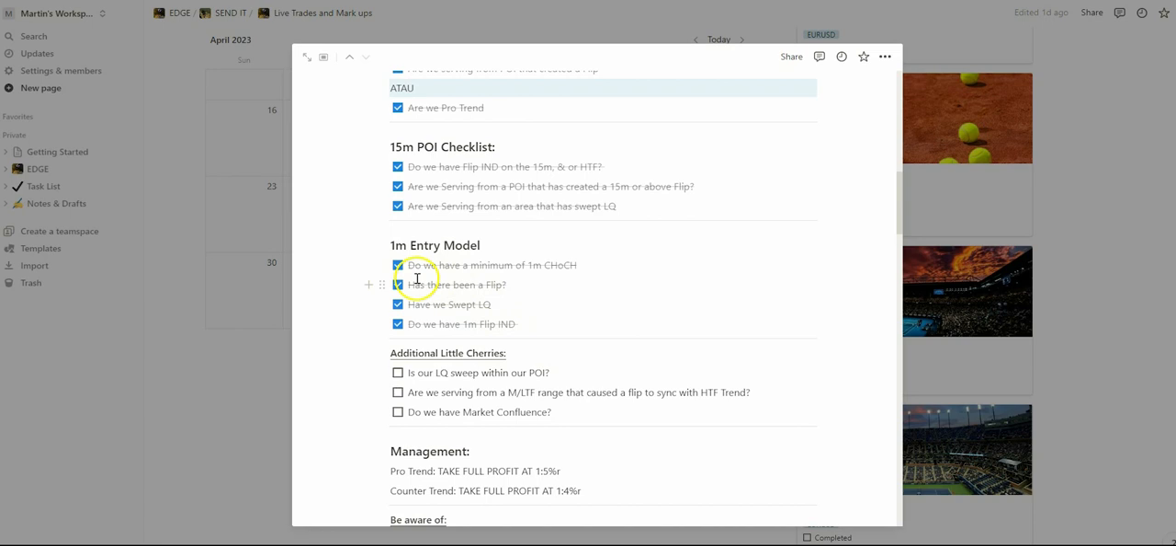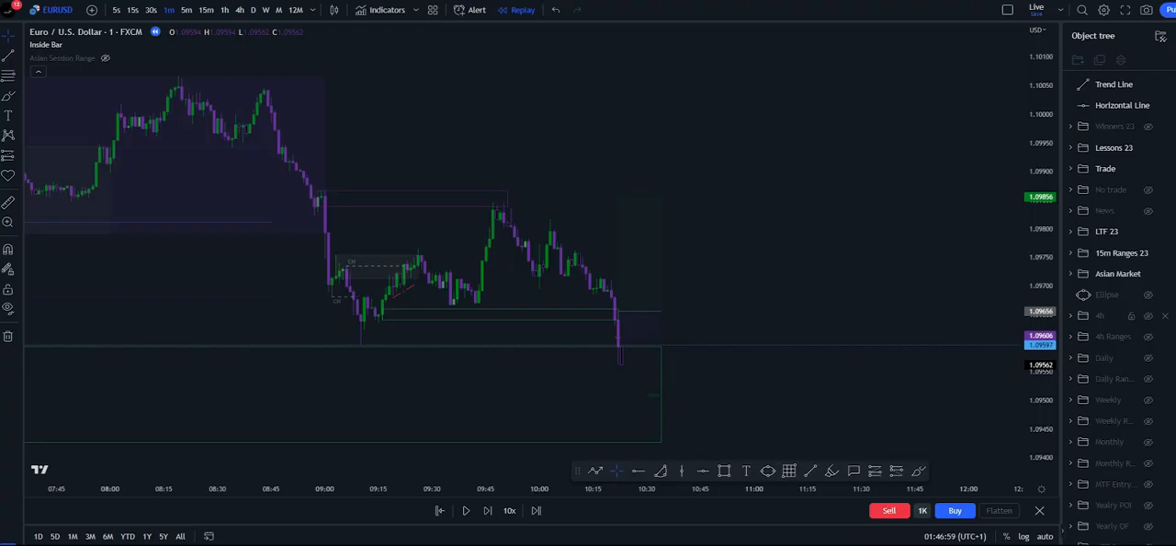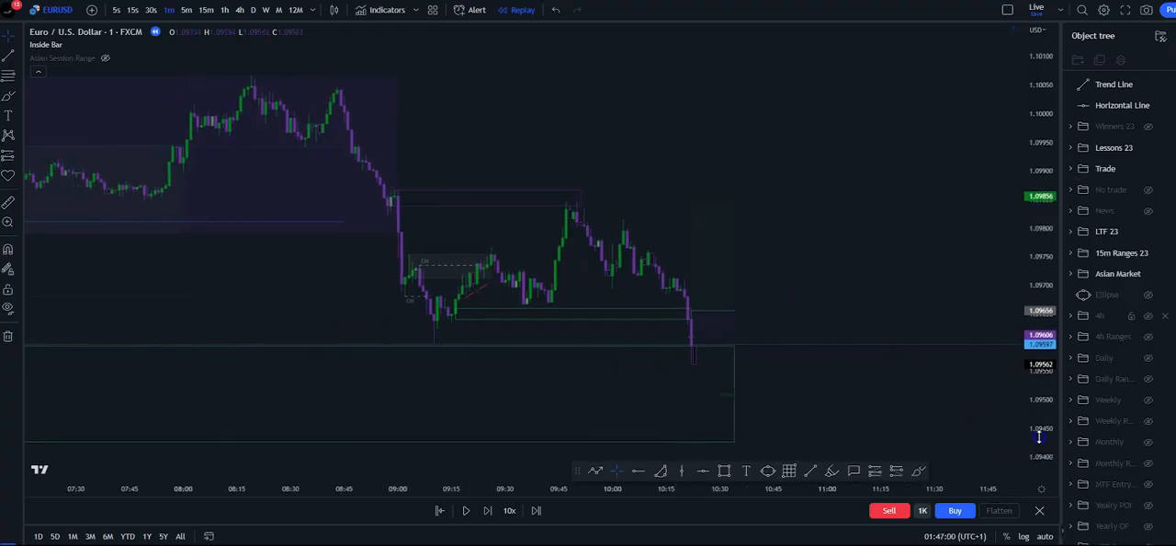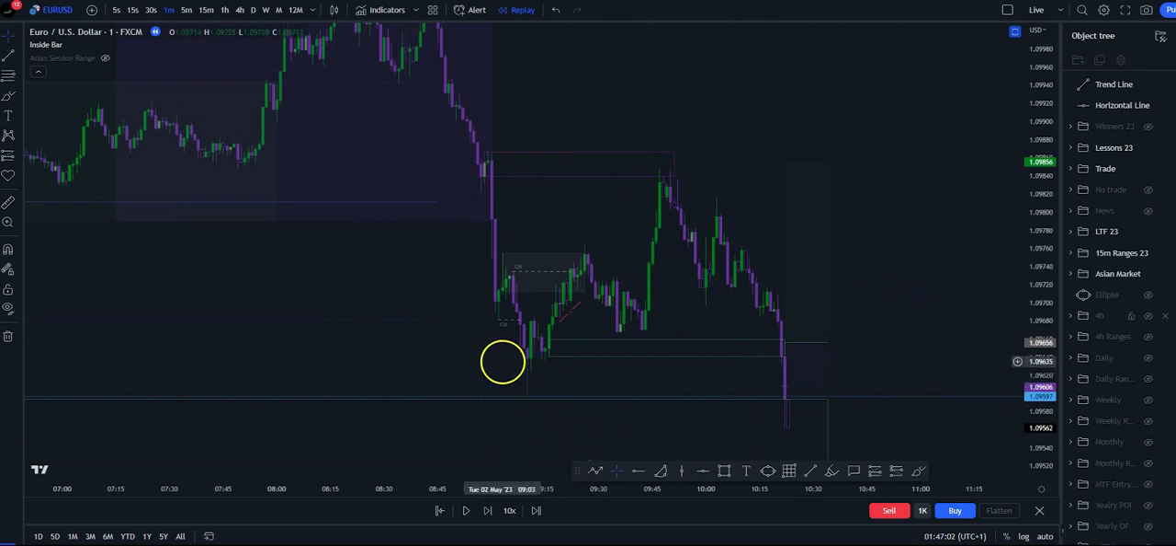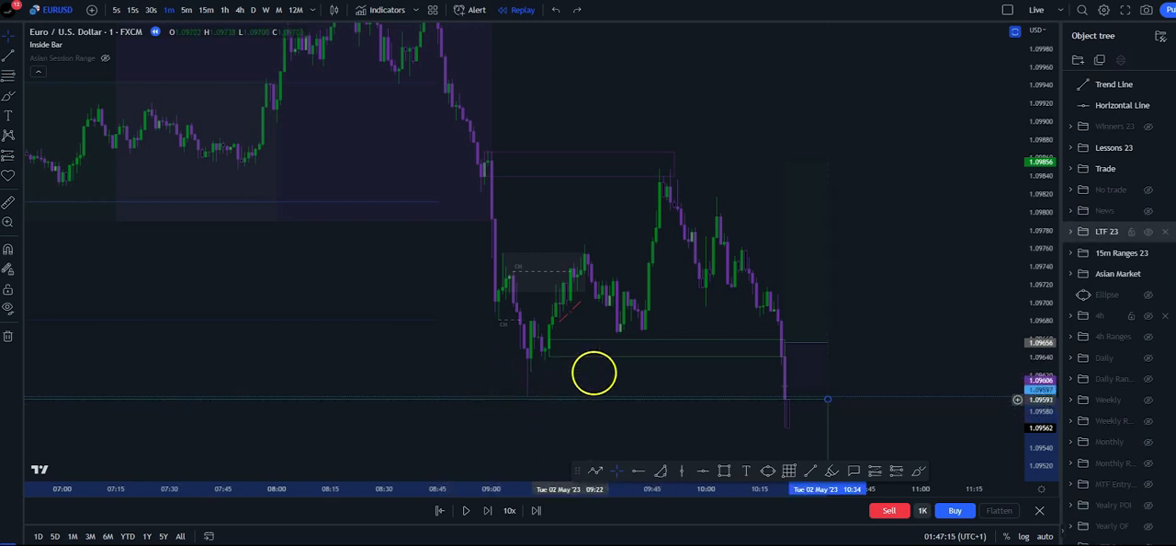You know, 1 minute entry model. Do you have a 1 minute choc? Yes. Sweep liquidity? Yes. Flip inducement? Yes. Maybe the second lesson I could take away here. So not just that the first tap. Not only has it not. I mean, look, it's only a little bit. You know, but a little bit is a little bit. But our first tap is the liquidity in this case. And this flip, not really that strong.